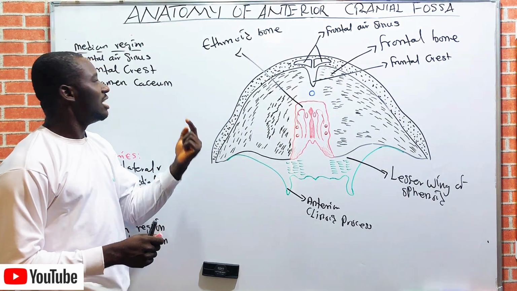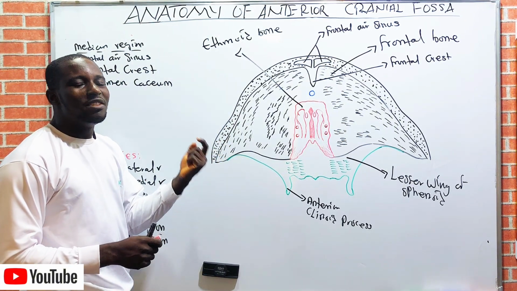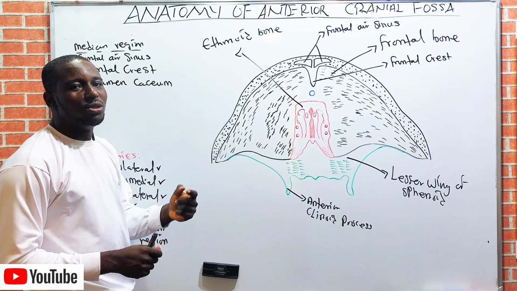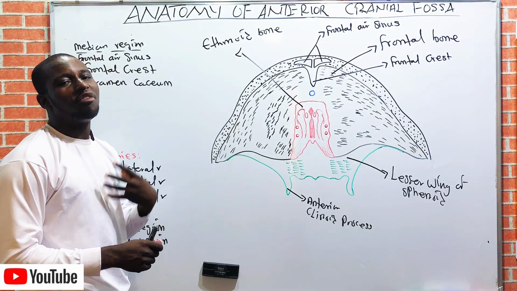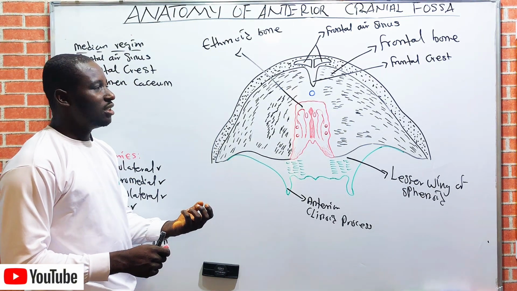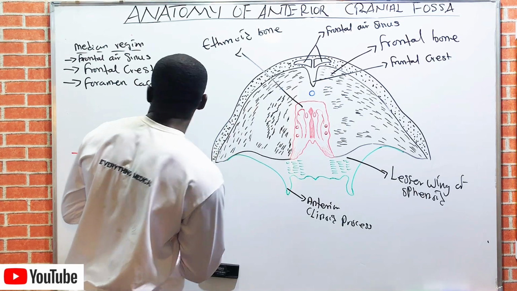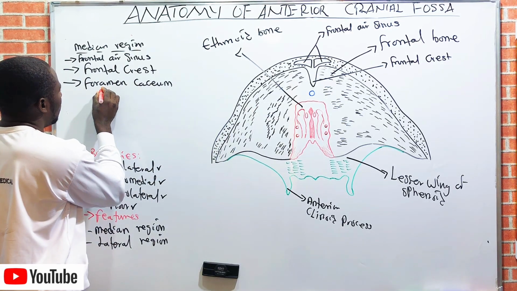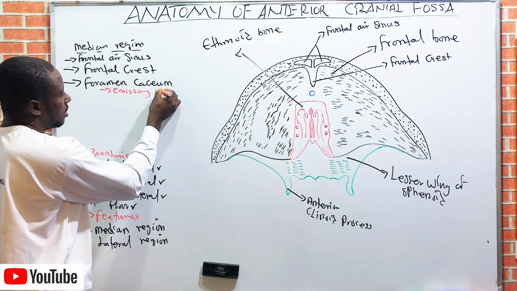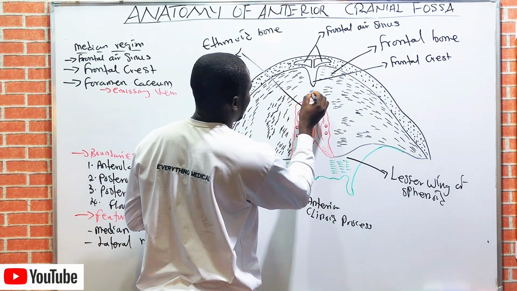And recall that the foramen caecum is a canal in which the emissary vein leaves the nasal cavity to communicate with the cranial cavity by anastomosing with the superior sagittal sinus. So any infection of the nasal cavity can spread to the anterior cranial fossa through the foramen caecum. So it transmits the emissary vein. Here is the foramen caecum.